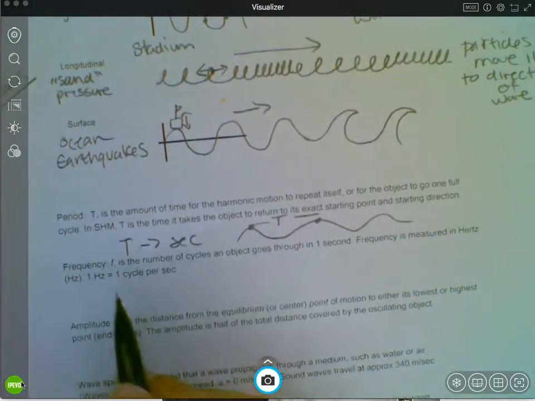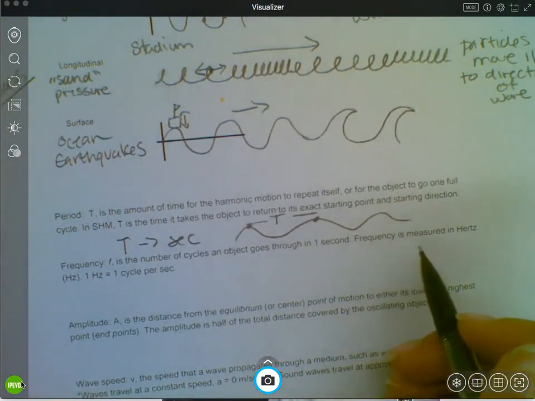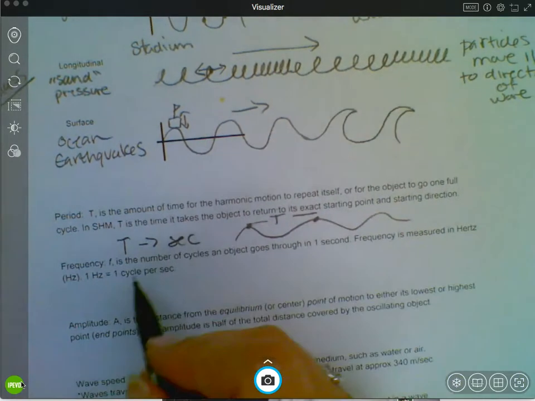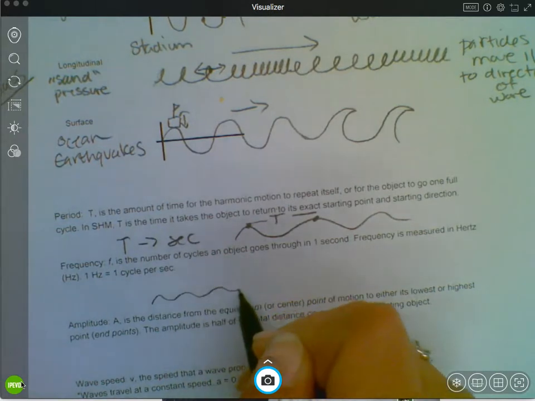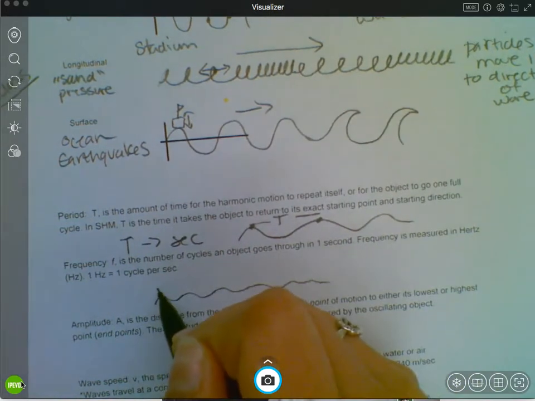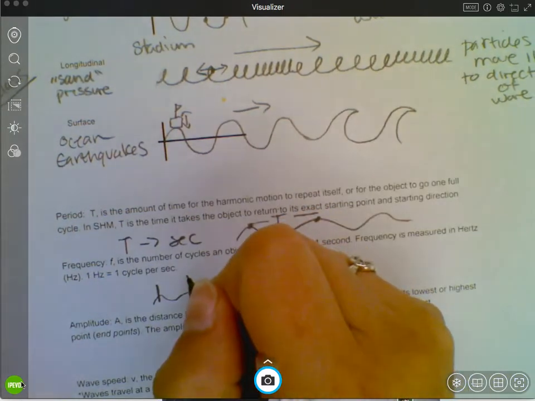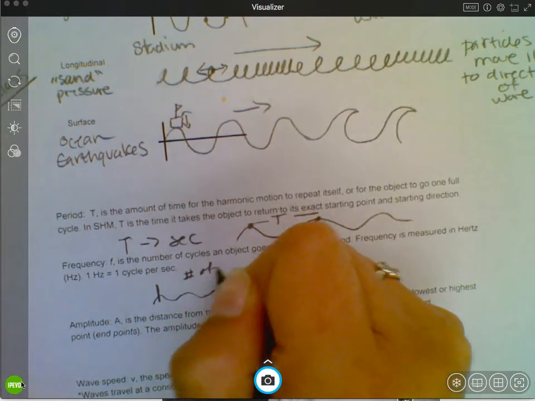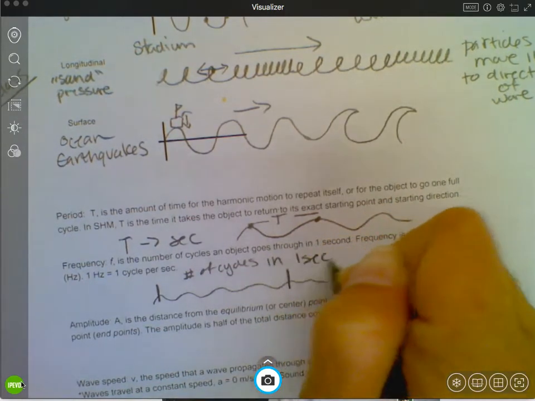Frequency. Frequency is the number of cycles an object goes through in 1 second. So frequency is measured in hertz. 1 hertz is 1 cycle per second. So frequency is like you had a wave, and let's say we timed 1 second and we went from here to here. It'd be the number of full cycles in 1 second.